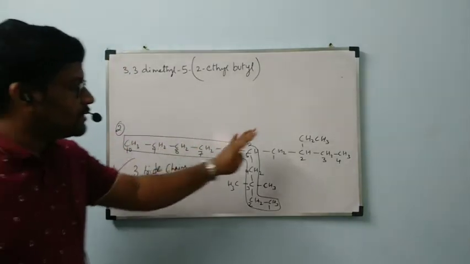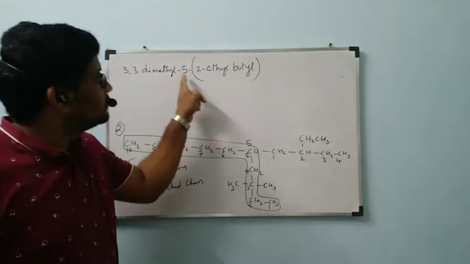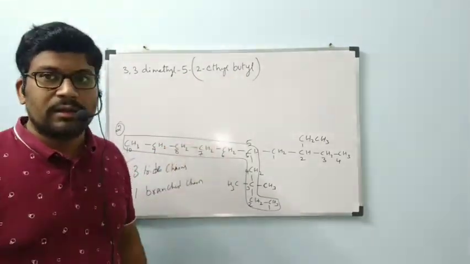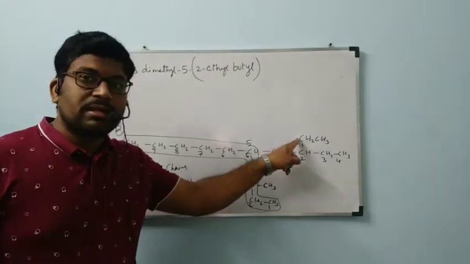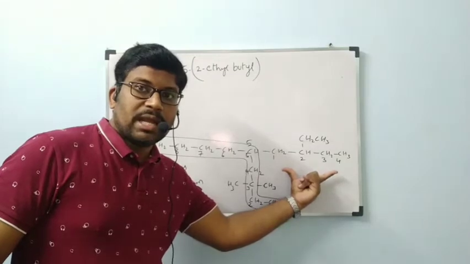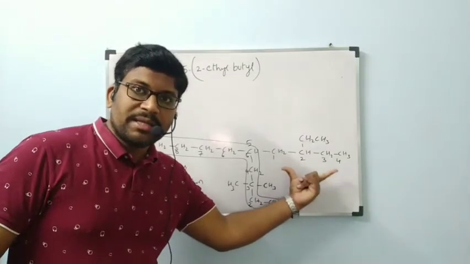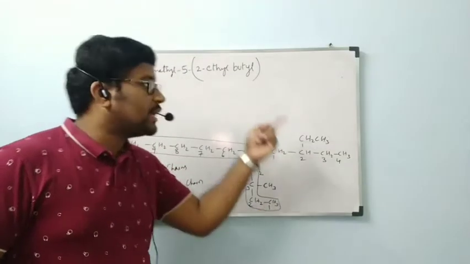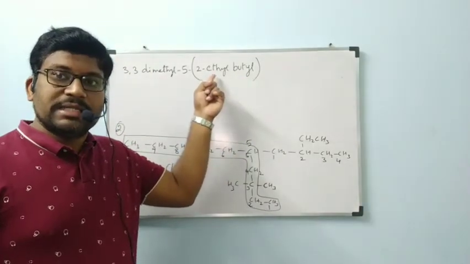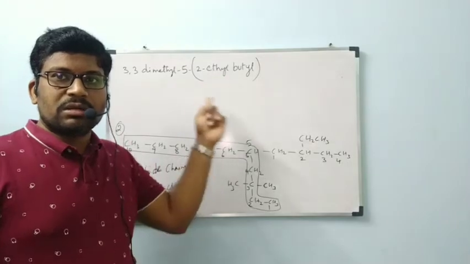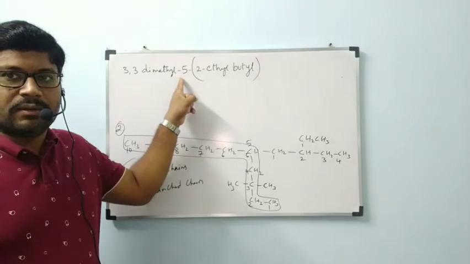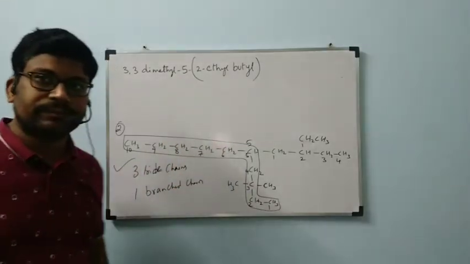On the fifth carbon this entire group is present. What is the group name? 2 ethyl butyl. On the second carbon an ethyl group is there. The parent chain contains 4 carbons. Butane, actually we have to write butane, but that is also a side chain, that's why butyl. In butyl we have an ethyl group on the second carbon, that is the meaning. This total chain is present on the fifth carbon of the main parent chain.